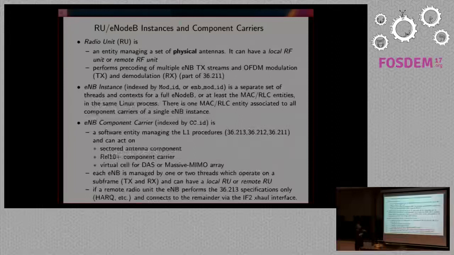Now, let me just give you what a radio unit is. The radio unit is something that's managing a physical antenna, which means it can be either a local radio unit or a remote radio unit. So what that means is a 2-sided thing. The radio units can talk to each other. One is, let's say, on the protocol side, and the other is on the radio side.